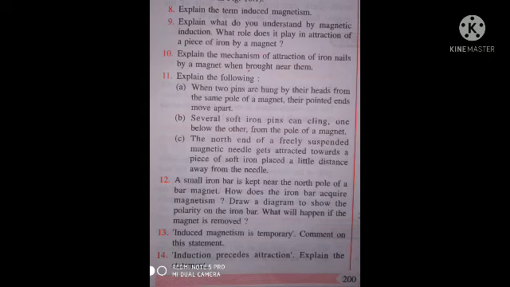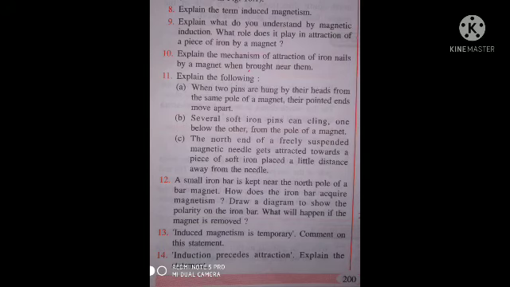This process continues until the force of attraction of the first nail is sufficient to balance the total weight of all the nails in the chain. C part. The north end of the freely suspended magnetic needle gets attracted towards the piece of soft iron placed a little distance away from the needle.